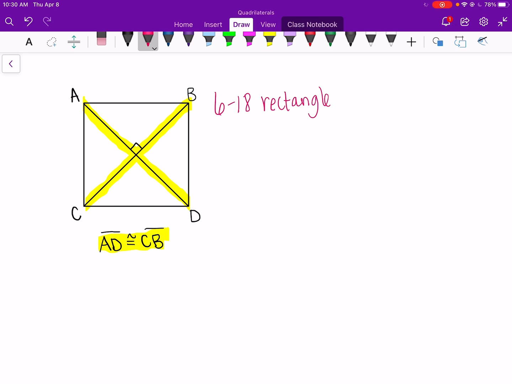But we are not done. If you look, the picture also tells us that these diagonals are meeting at a 90-degree angle, so they are perpendicular. And remember, theorem 616 said that if our diagonals are perpendicular, we have a rhombus.